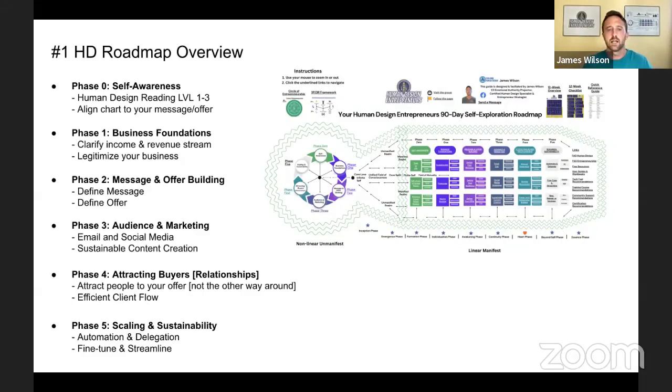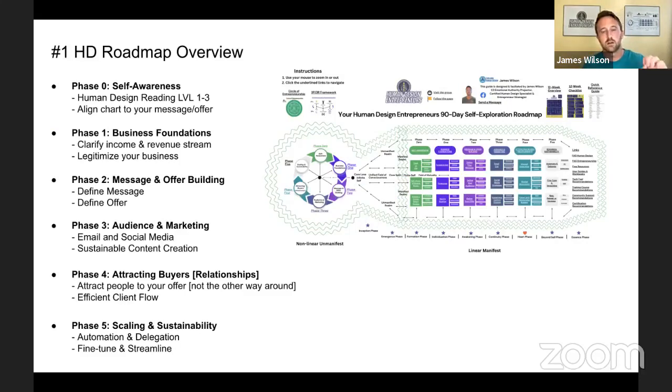Phase 2, and more of the foundational sense of, where's your revenue coming from? What are your particular aspirations and milestones of where you want to increase your revenue to? So where you're at, and then defining where you want to go, and then legitimizing your business. I'll go more in depth in that in a minute. But phase 2 is message and offer building, defining your offer and defining your message.